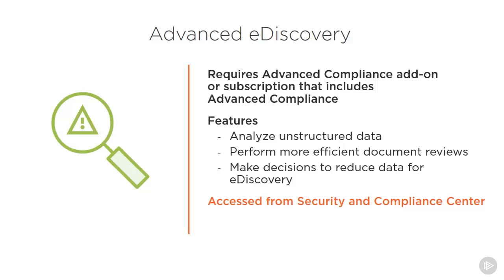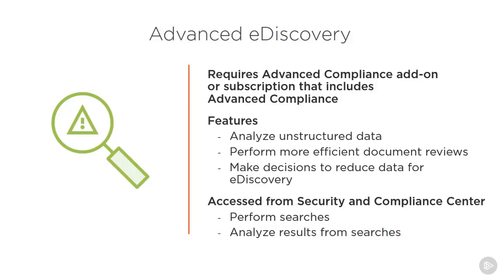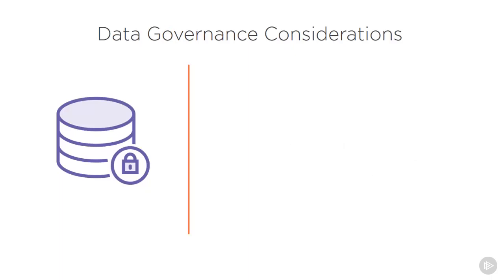So we're going to actually use more of a summary of the data versus each individual record or document. We access the Advanced eDiscovery from the Security and Compliance Center. We'll be spending some time in there between this module and the next module. We're going to be able to perform searches from within the Security and Compliance Center, and we're going to be able to analyze the results from these searches to determine if there's any information that's being shared that shouldn't be shared, or any information that's being stored that shouldn't be stored. So these are a few things that we'll look at. Now, with that said, we also need to look at data governance and some of the considerations associated with that, because they kind of go hand in hand with the eDiscovery process.